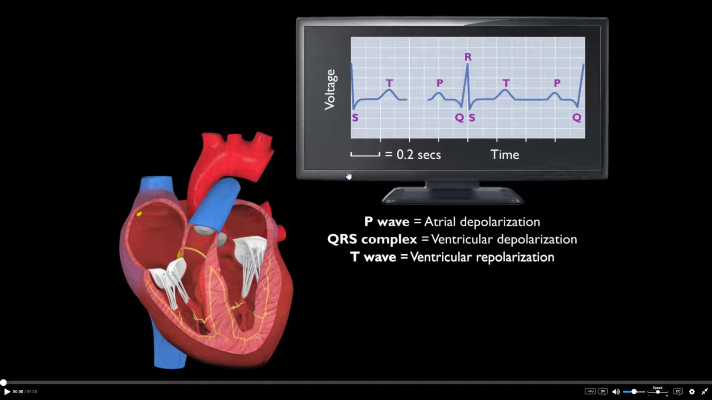So the remaining videos that I'm going to show you are going to deal with the cardiac cycle, which are the events that are listed on the rest of the packet for this week.